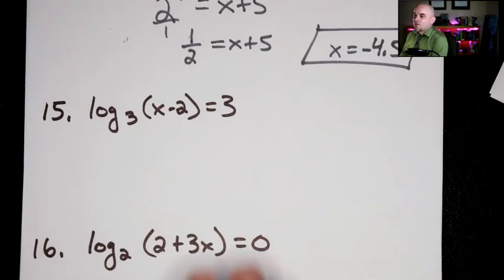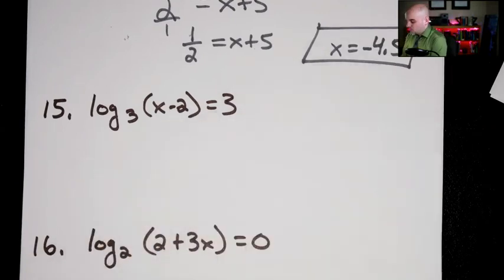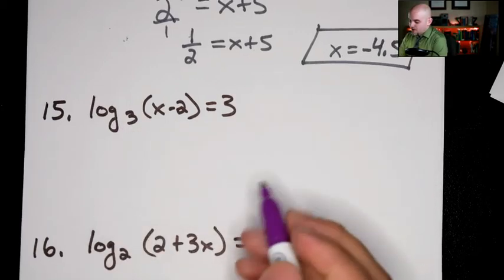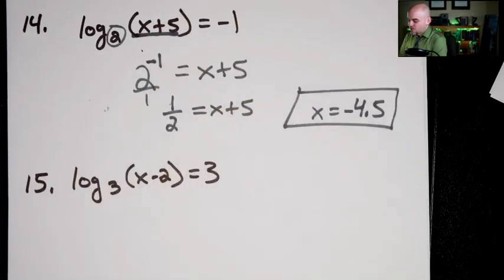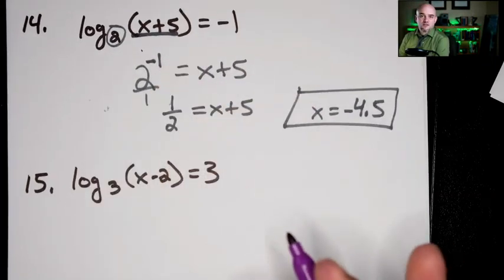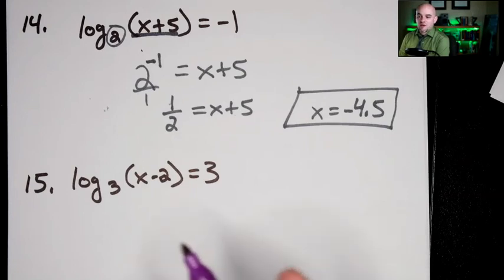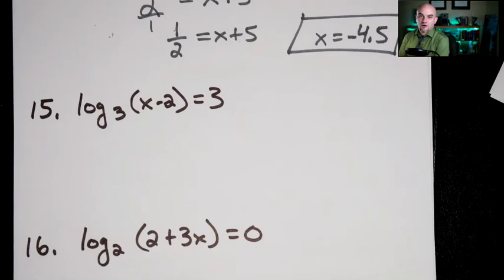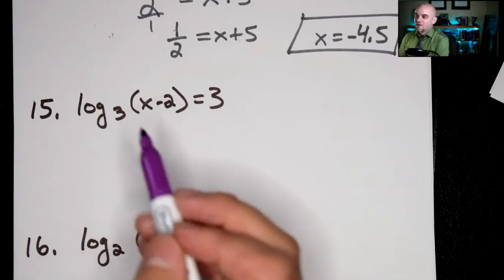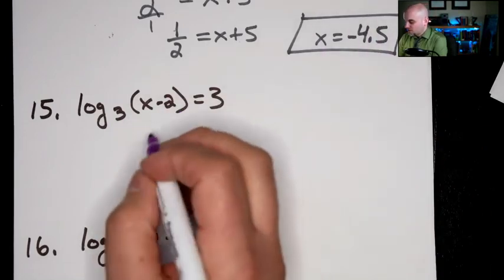Number 15, once again, we got a logarithm equal to a number. Let's go ahead, and I'm going to use the switch to the exponential form, because I think the exponential form is a way a lot of my students choose to use. So I'm assuming that most of my viewers right now, or if you're one of my students, which most of you are, you're going to choose that way also. But if you don't like it, do the other way.